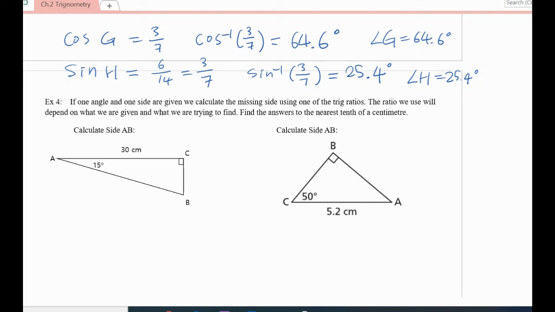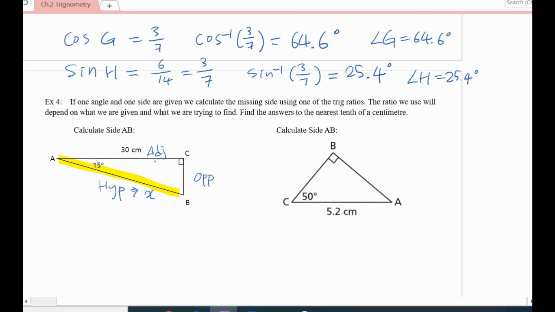Okay, let's move on to example 4. We want to find AB when 30 centimeters is given and 15 degrees is given. Always, everyone, when you start the problem, you have to name each side. AB is hypotenuse, and we want to find this. We're going to let this be x. AC is attached to the 15 degree angle, so this is adjacent, and CA is opposite.